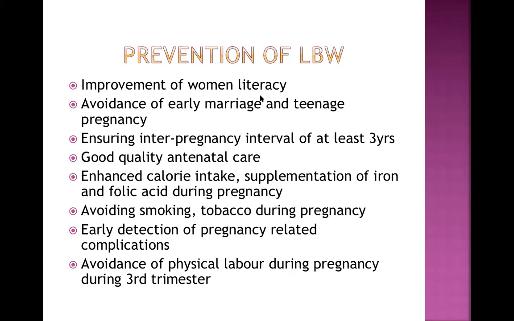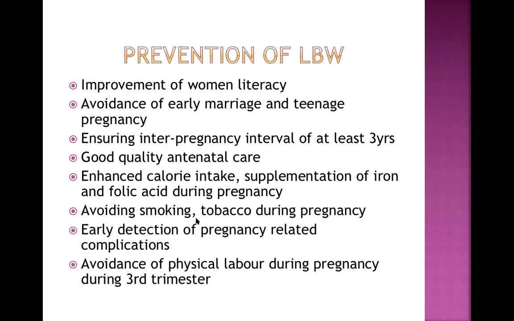Now, ensuring interpregnancy interval of at least 3 years. This is important just to make sure the baby doesn't become IUGR. Good quality antenatal care. Every student knows this point already. At least 4 antenatal visits must be there in each pregnancy. Enhanced caloric intake. Supplementation of iron and folate during pregnancy. Now, the nutritional intake should be good. Calories should be adequate. Iron and folic acid should be supplemented, and even calcium should be supplemented. Avoid smoking and tobacco during pregnancy. Absolutely important point. Everybody knows that. So we should tell them that they can be very hazardous for the baby.